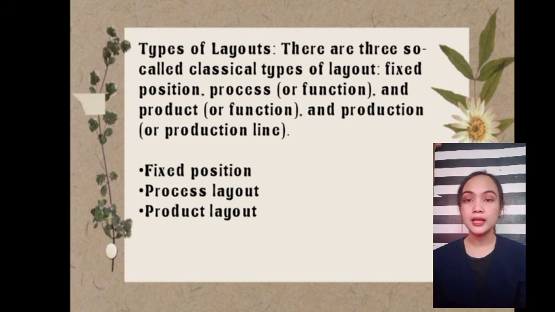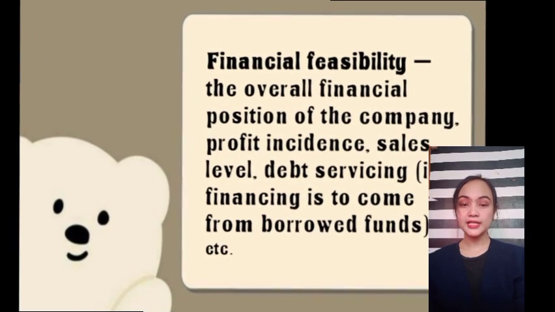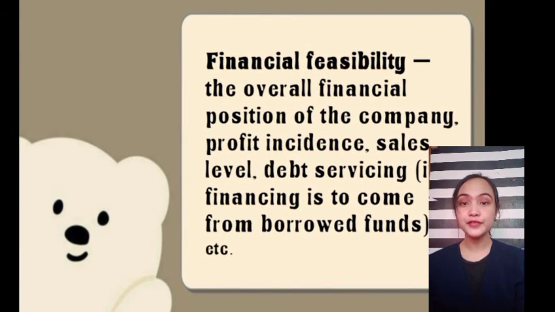And the last one we have is the product layout or line production, and it is generally most economical when the quantity is large, the process is fairly simple, and the product or material is relatively standardized, constant, and not too large. And moving on to the next slide, we have here financial feasibility.